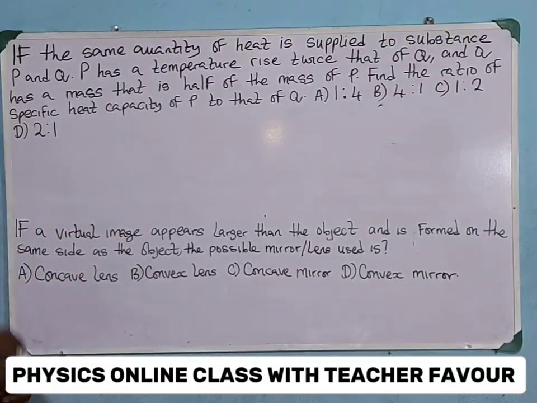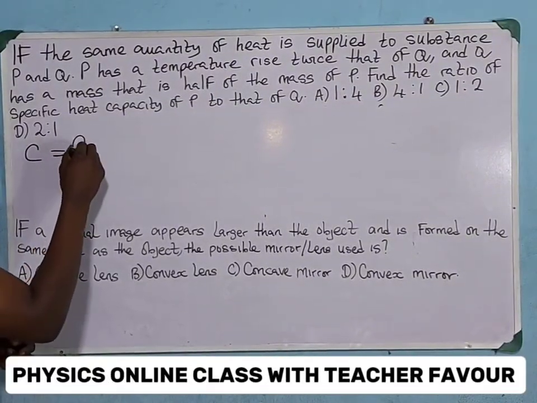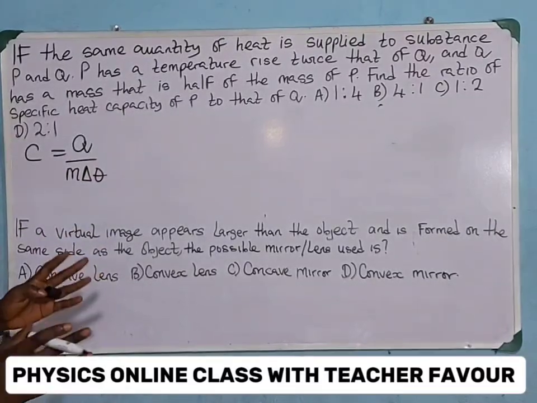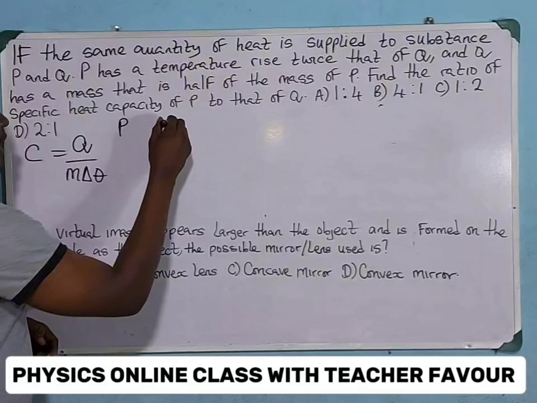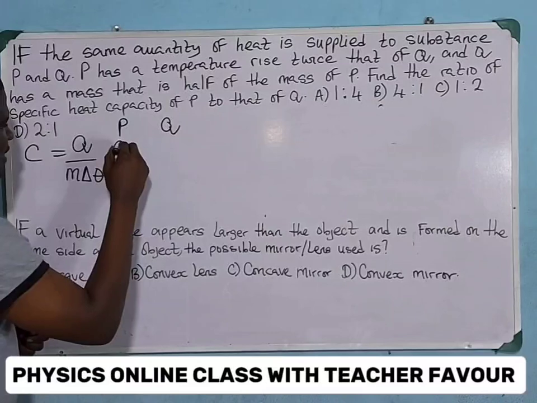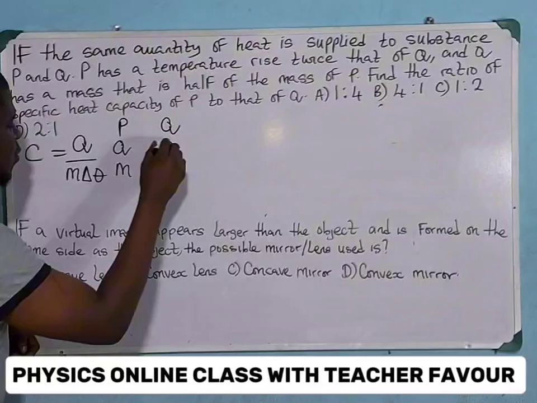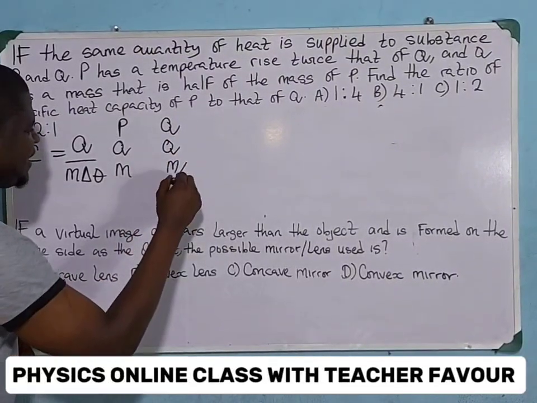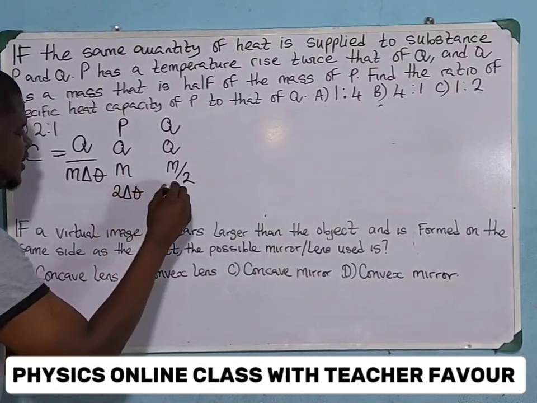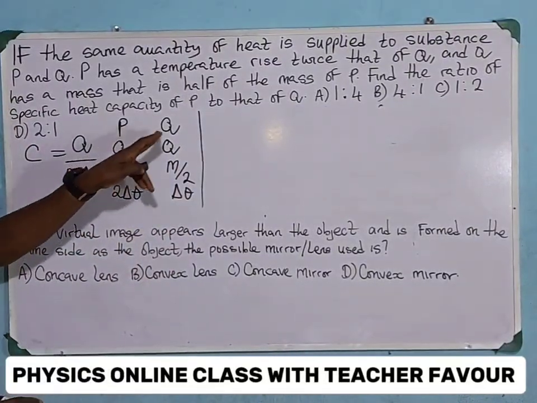The formula for finding specific heat capacity, C, is equal to quantity of heat over mass times temperature rise. We're considering two substances here, P and Q. They have the same quantity of heat, so let's write Q here and Q here. The mass of P is M, while the mass of Q from the question is M divided by 2. The temperature rise of P is 2 times the temperature rise of Q.